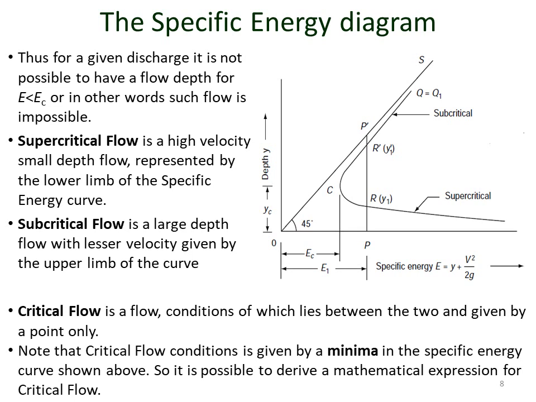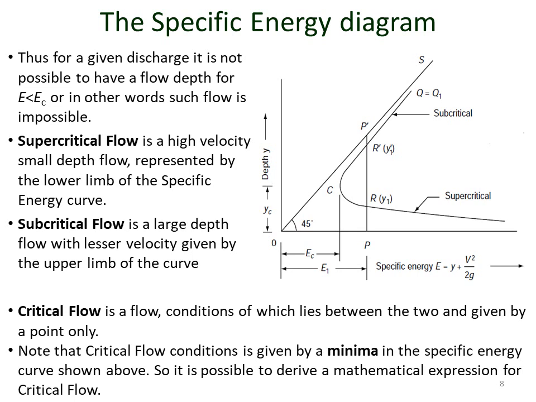So you can imagine that the specific energy given by the critical condition is the minimum energy that can be seen from the curve. And if we shift the ordinate PP prime further left, there will be no possible flow depths.